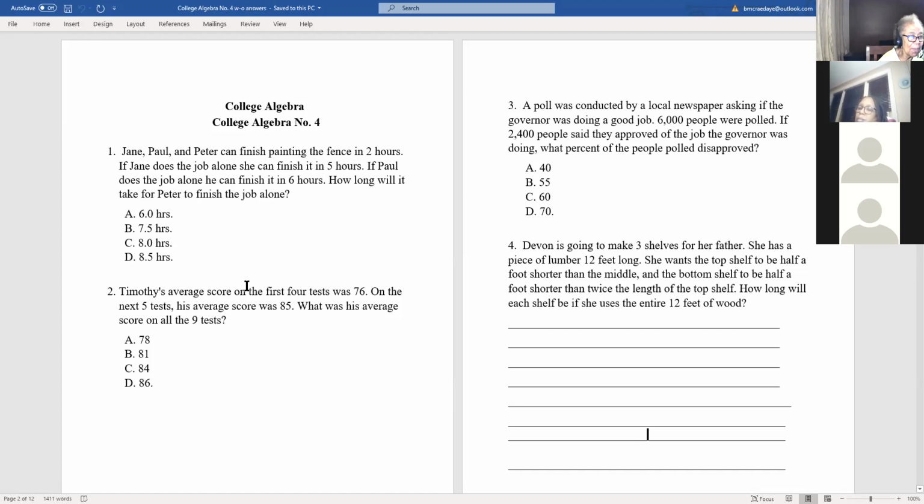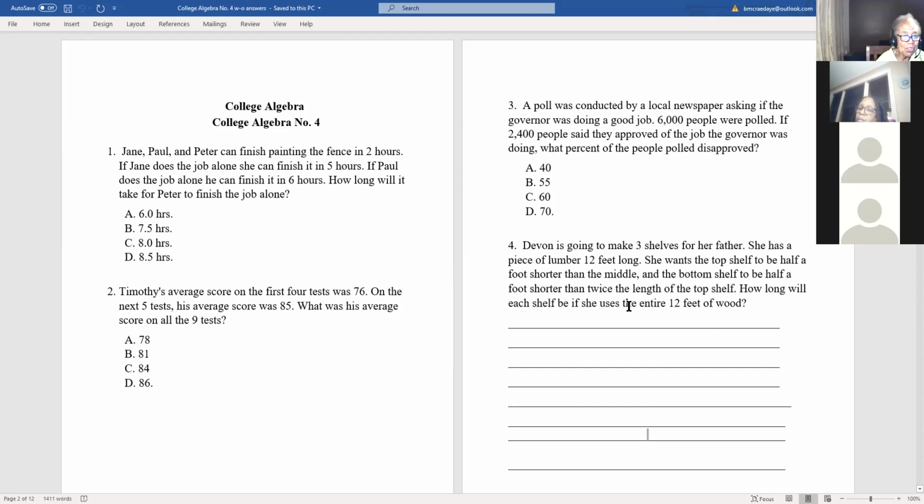This is something similar we went over too. For this one, 2,400 people said they approved, 6,000 were polled. Now notice this said disapprove. So you're going to have to find the number that disapprove, which is the poll number minus the 2,400. So don't get tricked here, because they didn't ask you what percent approved. They asked what percent disapprove. So you take the 6,000 minus 2,400 and divide that result by 6,000.